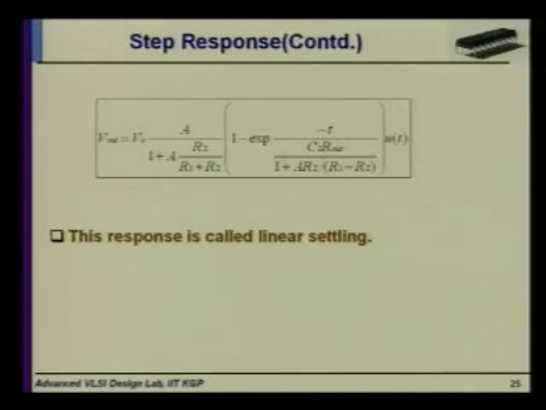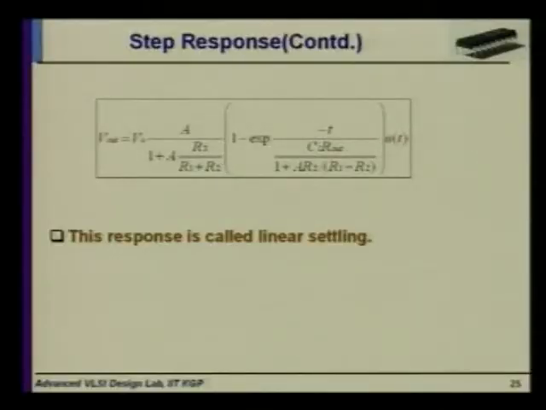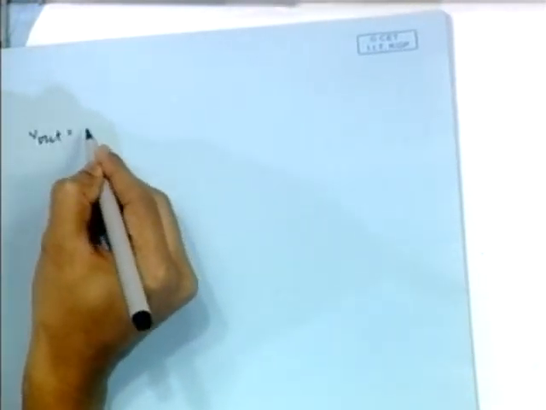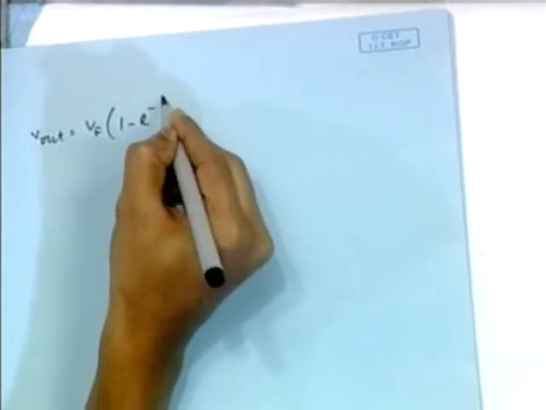What is the final value of this output voltage? Just put t equal to infinity. Steady state value will be achieved, and at t equals infinity, the output value just becomes V naught into A divided by 1 plus A into R2 by R1 plus R2, because e to the power that portion just gets a 0 value. Okay, so we can write that V out is equal to Vf into 1 minus e to the power minus t by tau. We have replaced that portion.